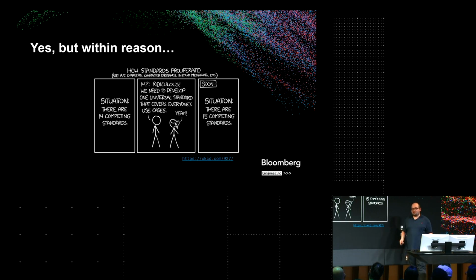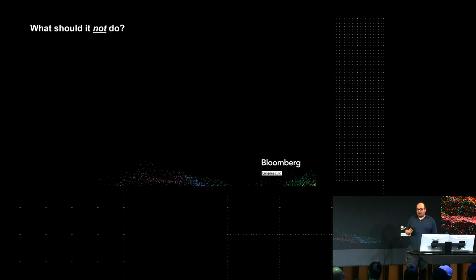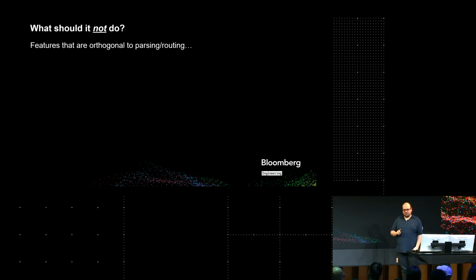So before we get into what else can we do better, what should it not do? If we're building something from scratch and we're going to say this is something that can exist in the ecosystem, we've got to make sure we know what we're going to be building and what we're not building. So if there's anything that's orthogonal to parsing or routing, we shouldn't be doing it.